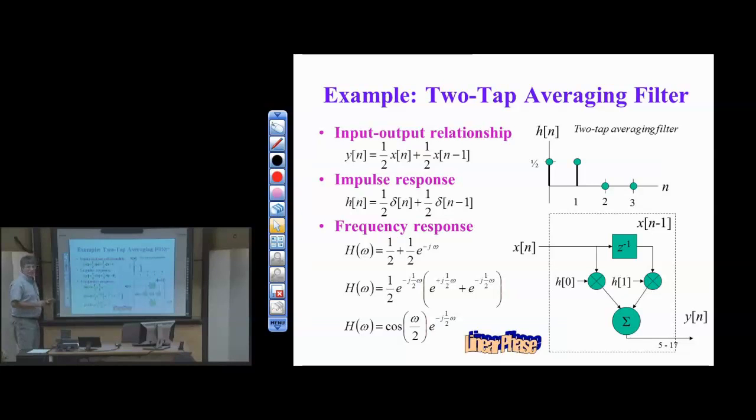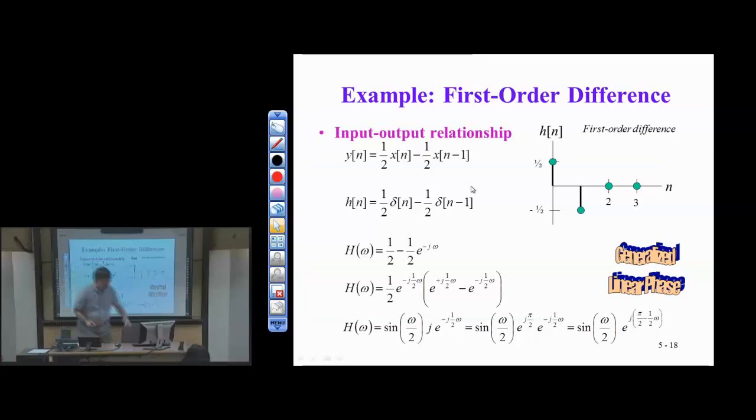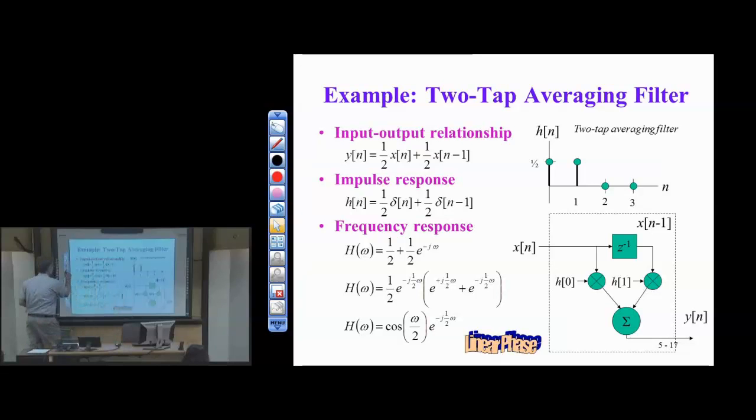So this is a normalized averaging filter. The output is simply the average of the current and previous input value. The impulse response: let the input be the discrete-time impulse and see what happens, right? There's the impulse response. For the frequency response, I can take the Z transform and then substitute e to the j omega.